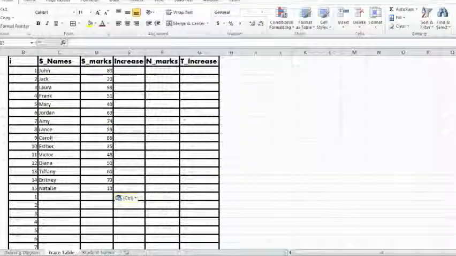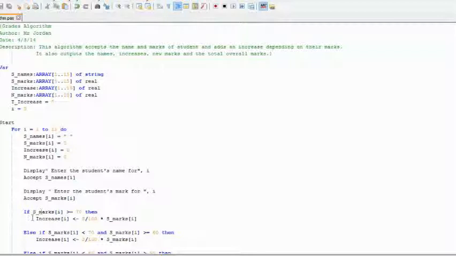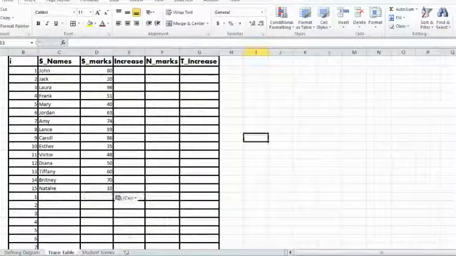After we had our students' names and marks, what is the next thing we do? We find the increases, and the increase is dependent on the marks that are given. If the marks are over 70, then we increase by 5%. If it's between 60 and 70, we increase by 2%. And if it's between 50 and 60, we increase by 1%. So let us look at doing this in our trace table, our increase.